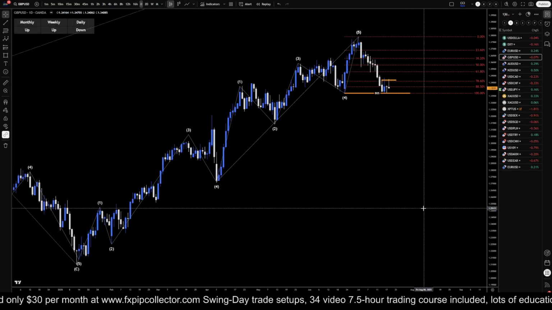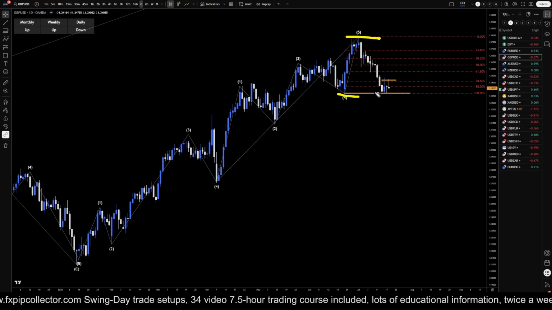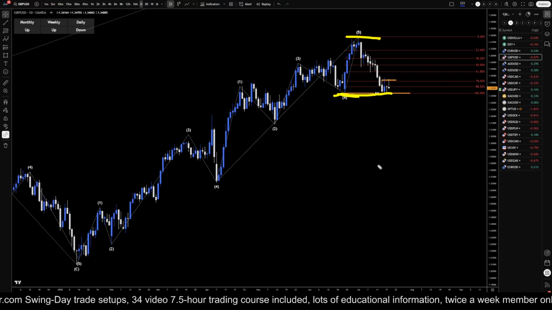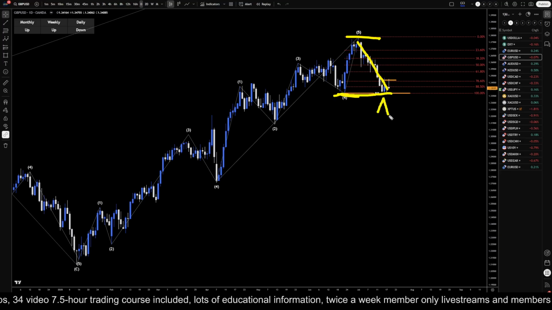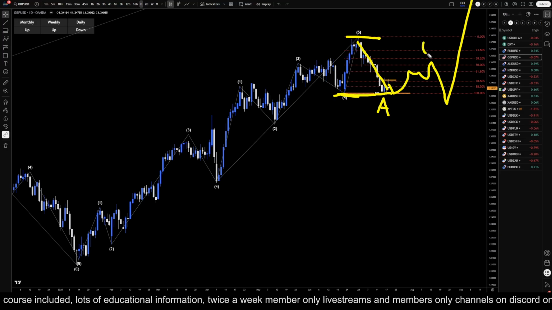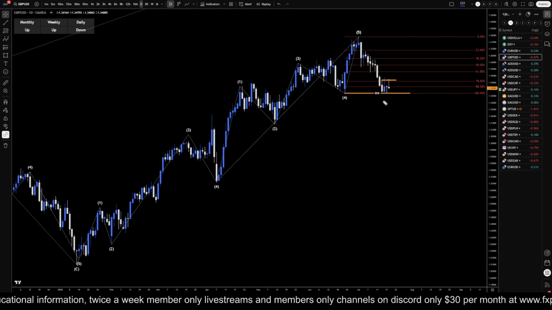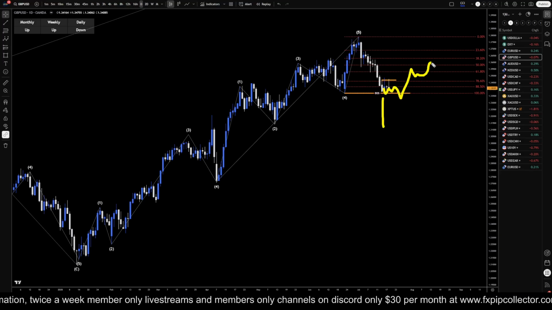Taking it down to the daily time frame, I still have my Fibonacci retracement from here to here, but this move went all the way down to structure, which tells me that this whole move down is definitely either a wave A, which would be an A of an ABC correction, like I just showed on the weekly, or this is a wave 1 of a brand new downtrend.